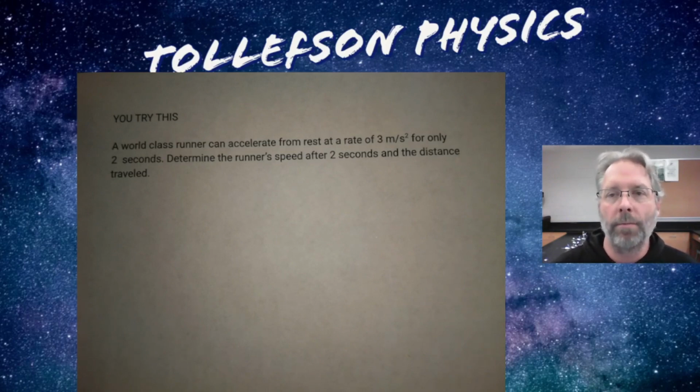So we're going to make the assumption they're starting at rest, and then in the first 2 seconds of the race, they can accelerate at a rate of 3 meters per second squared. So what I want you to figure out is, well, what is the runner's speed after 2 seconds, and what is the distance that they travel? So pause the video here, and then when you're ready, come back and let's see what the answer is.